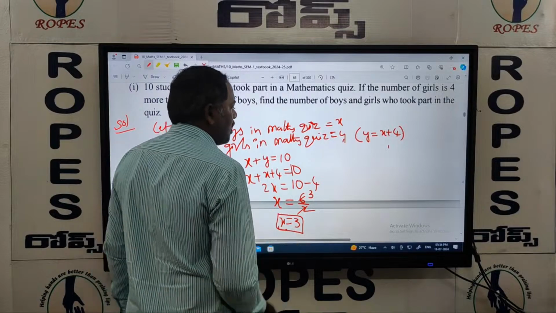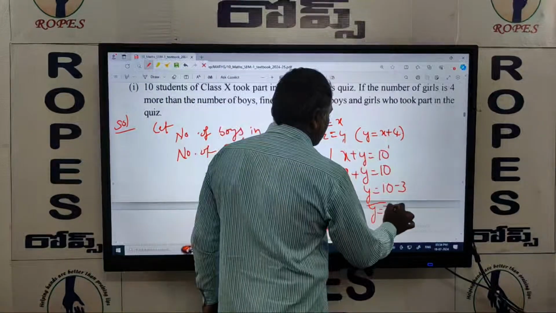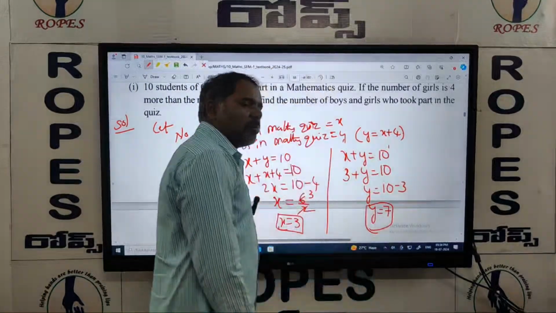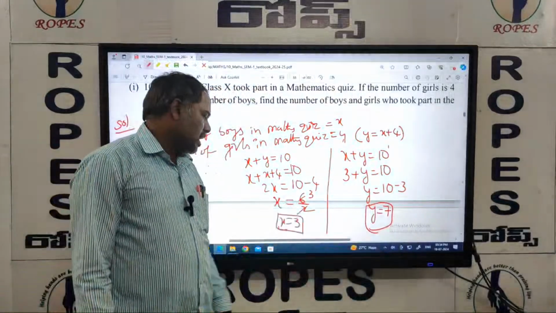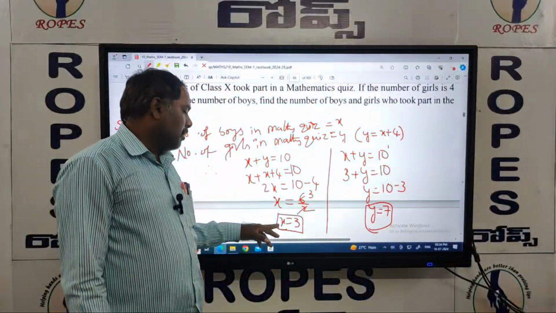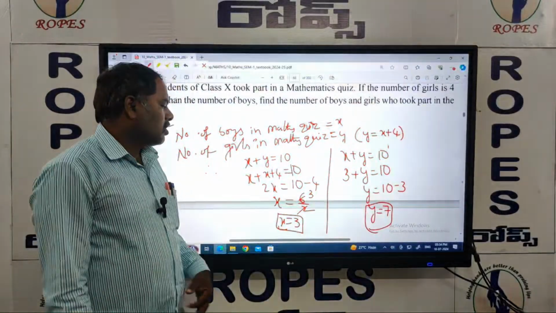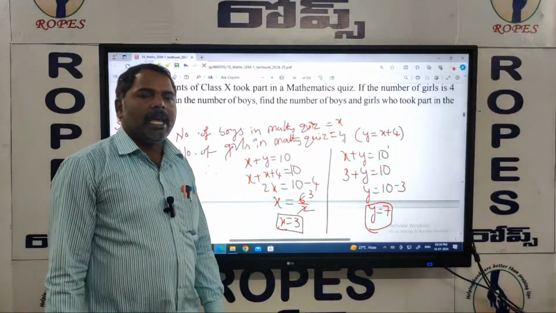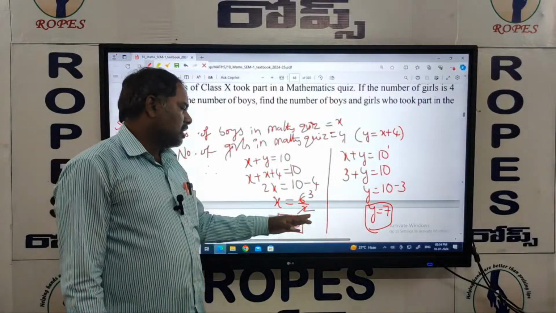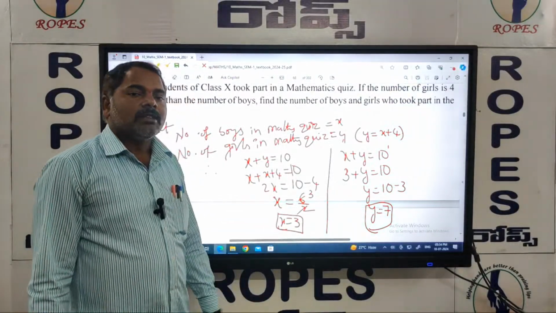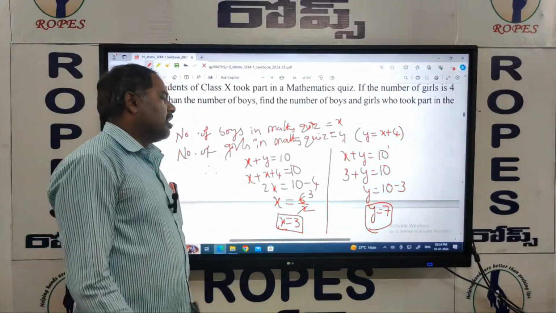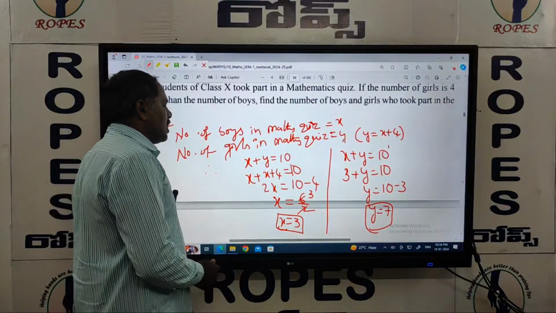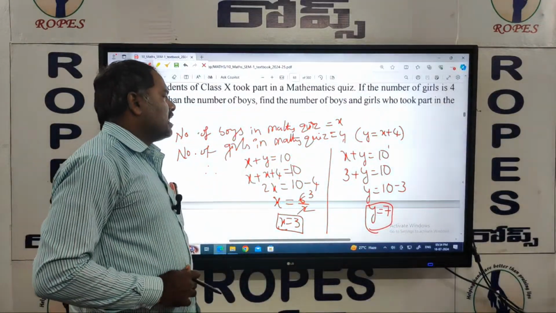So the number of girls in the maths quiz is 7 members and the number of boys in the maths quiz is 3. So 7 is 4 more than the 3. Like this we have to find. So now we know what the equations are: X plus Y is equal to 10.